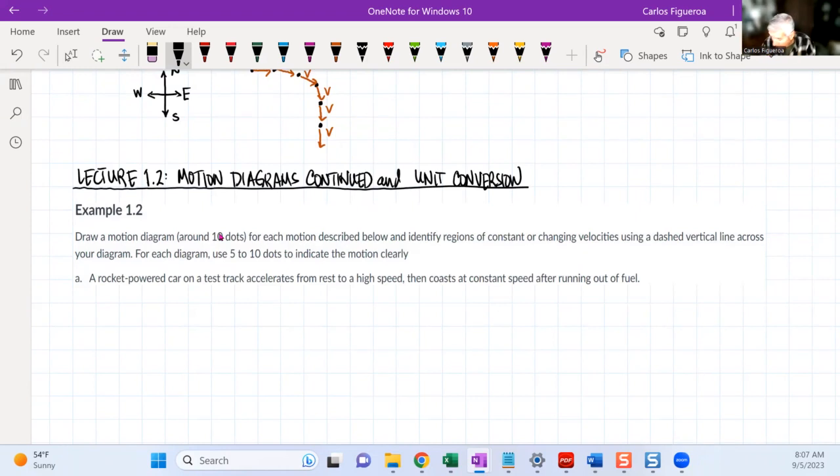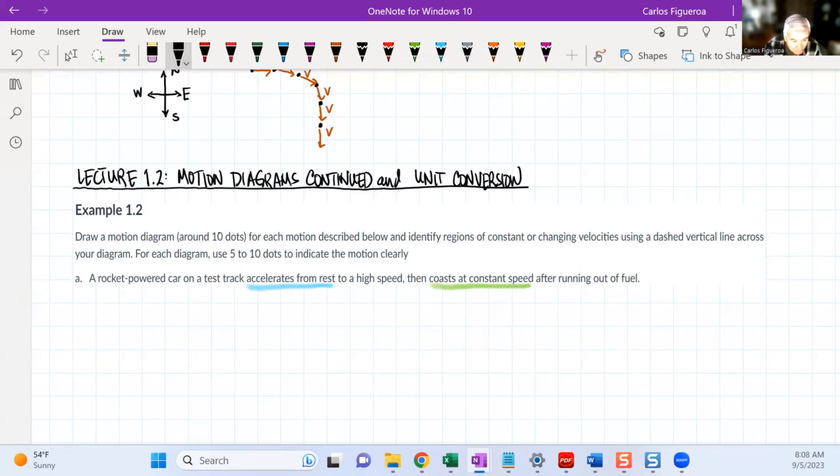Okay, so here we go. So we know that the key word here is that it's going to be doing what? It accelerates from rest. And then what's going to happen? It's going to coast at constant speed. What we have to do here is identify those two intervals. Why is it so important? Because when we go to problem solving, that's what we need to be setting up.